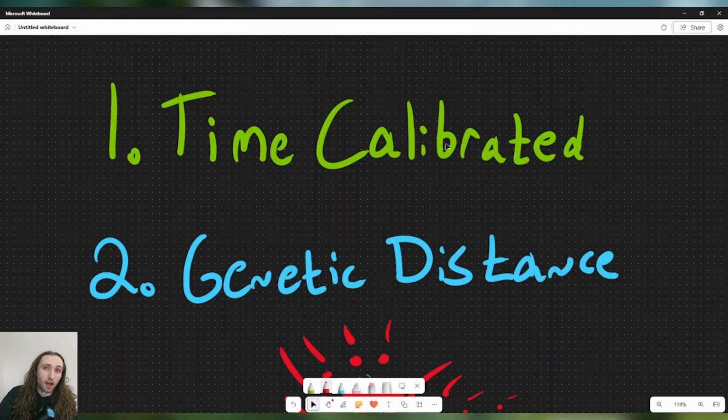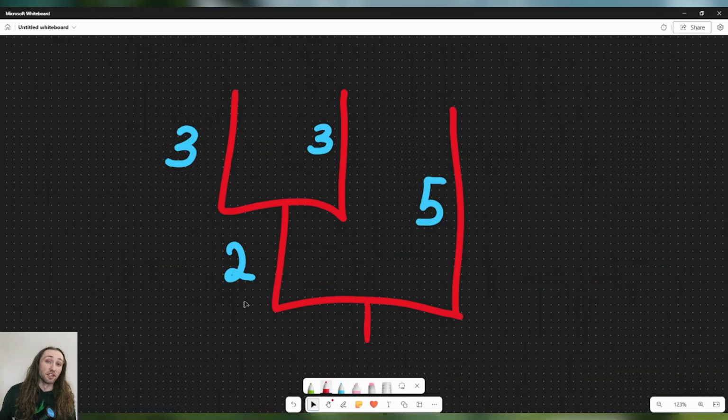Now let's talk about a time-calibrated phylogeny. Now, a time-calibrated phylogeny is a bit self-descriptive. It is a phylogeny calibrated to time, which means that these branch lengths, here we have them in these blue numbers, represent time. Most often, they're going to be millions of years of evolutionary history, but some studies do thousands of years, depending on the study. There are a couple nuances with these branch lengths.